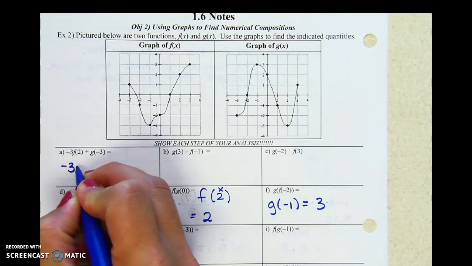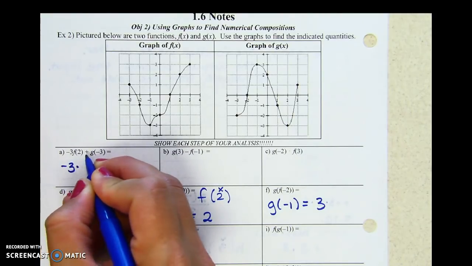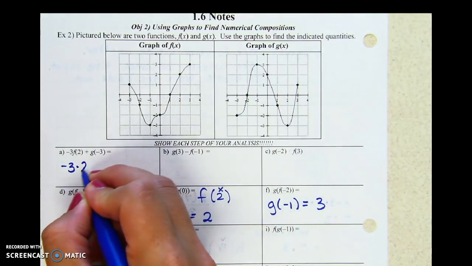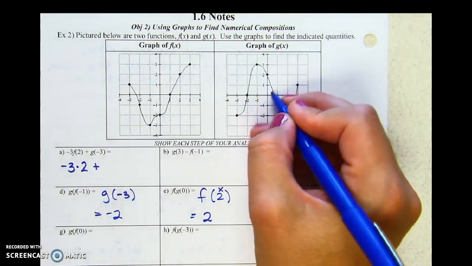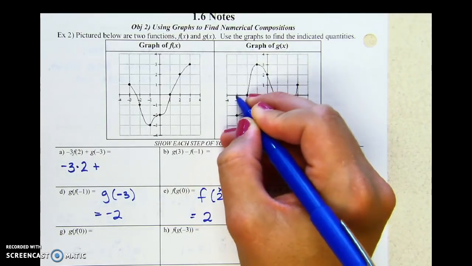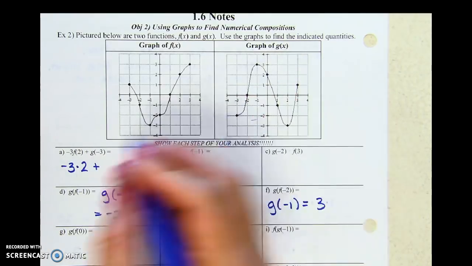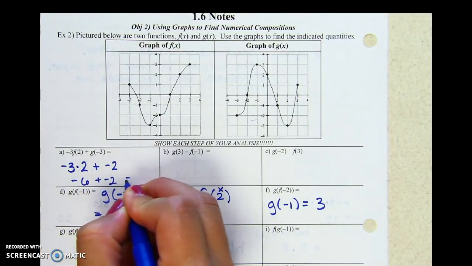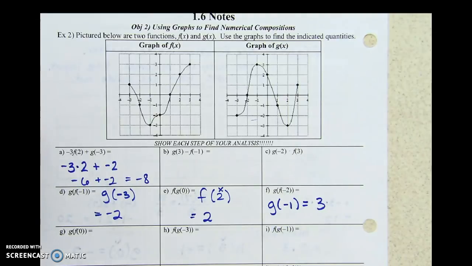Okay, negative 3, this is going to be times f of 2. F of 2 is 2 plus g of negative 3. So this is kind of practicing looking at both graphs. G of negative 3 is negative 2. So we have negative 6 plus negative 2 equals negative 8. Anytime you add two negatives together, it's a negative.